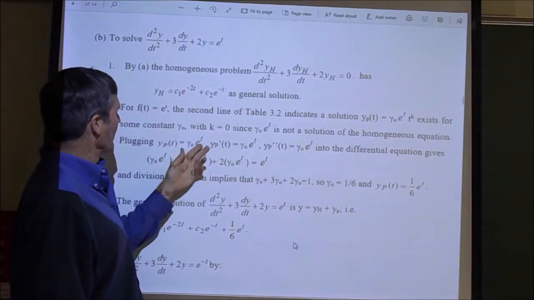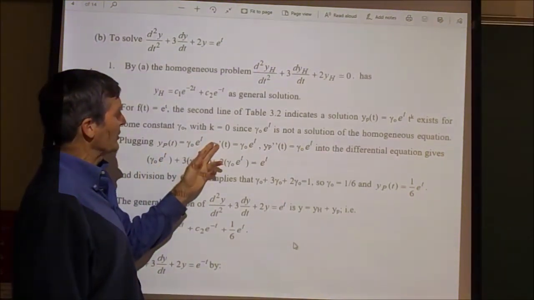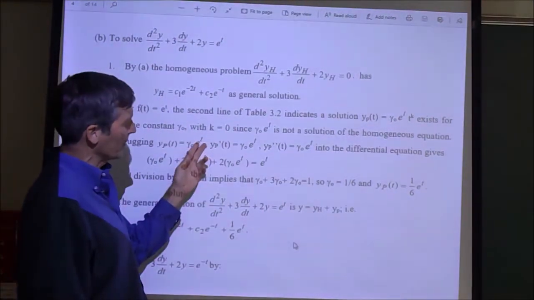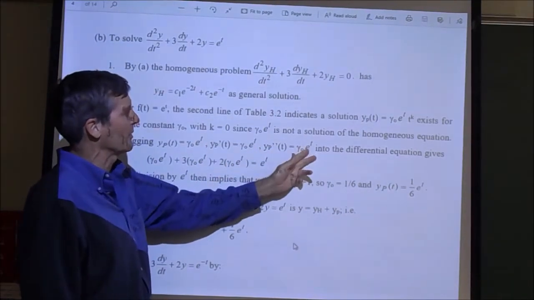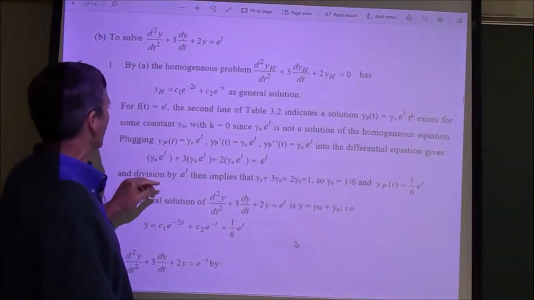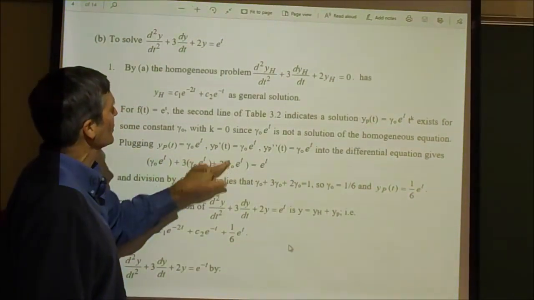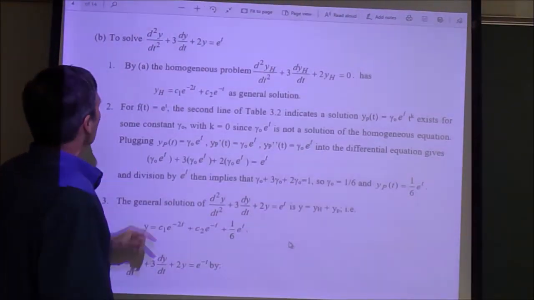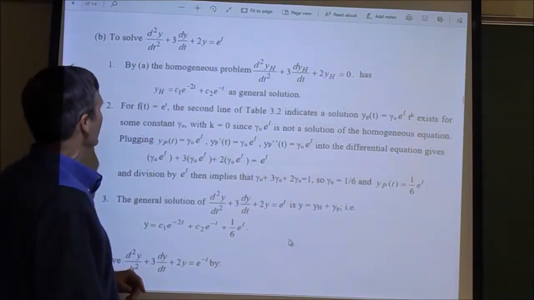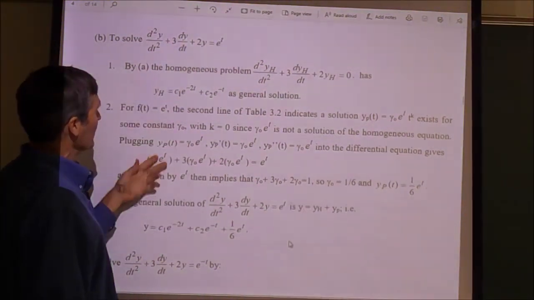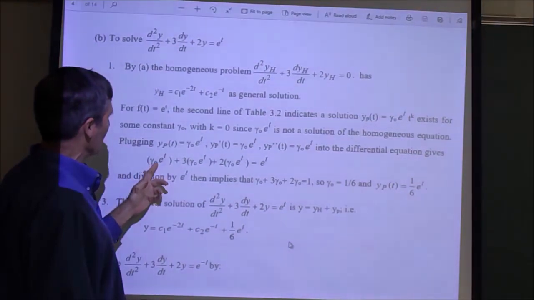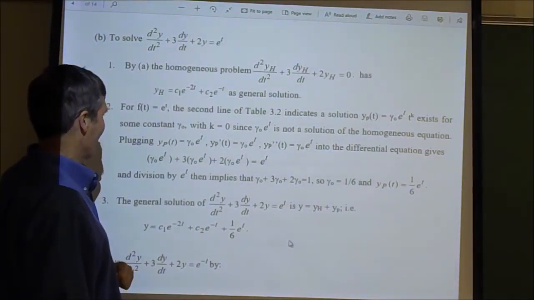So we look for a solution of that form, in which case its derivative is itself, right? Derivative of e to the t is e to the t, and so is the second derivative. We'll plug all of those into the differential equation. Here's y double prime plus 3y prime plus 2y equals the right-hand side e to the t. Plug it into the original differential equation to try and find a single solution of the form gamma 0 e to the t.